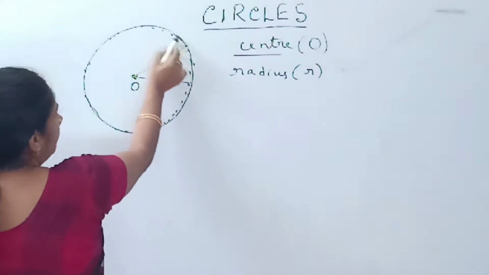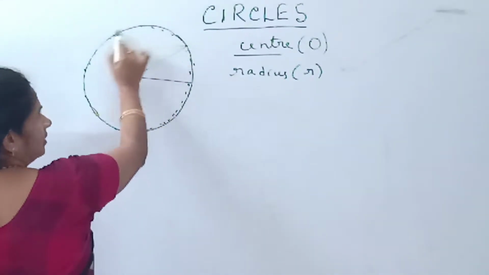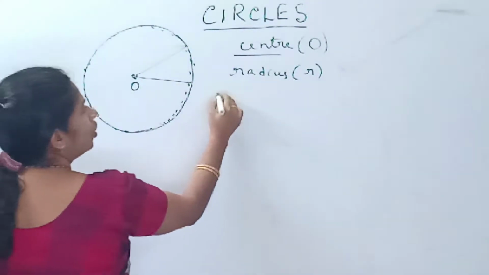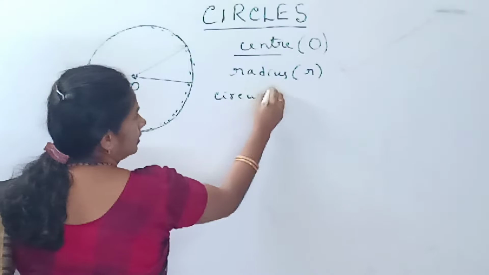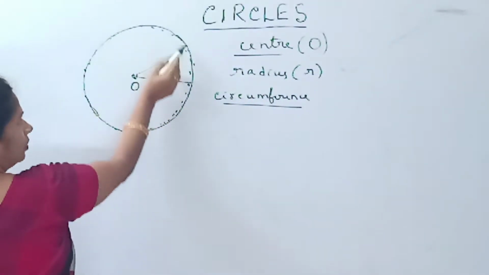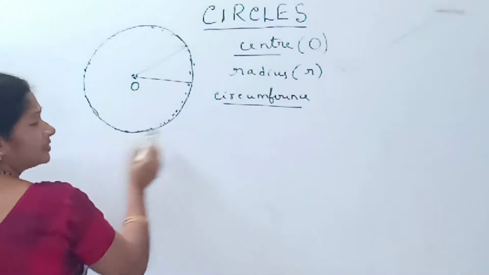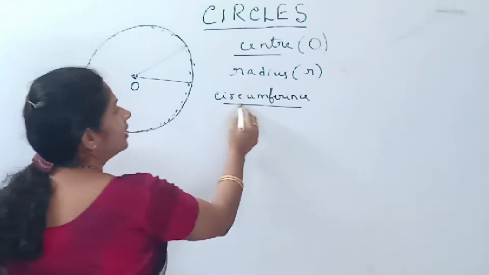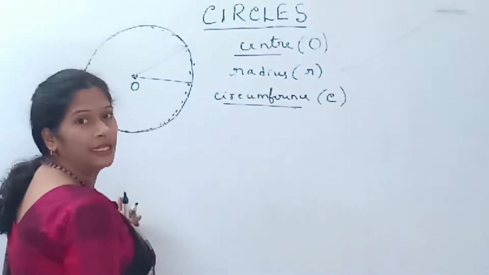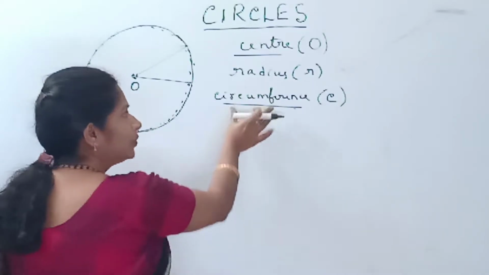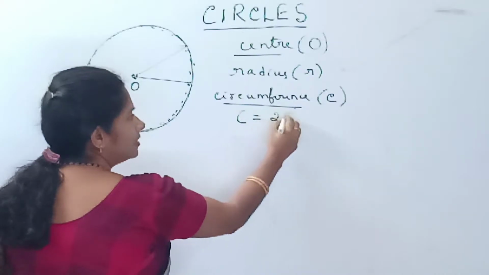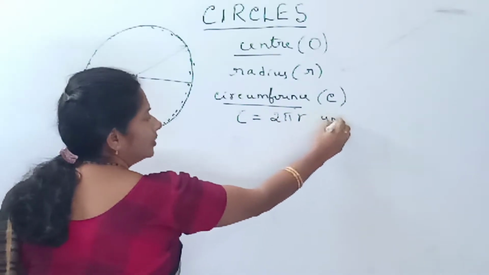Now, what do you mean by circumference of a circle? The closed curve which makes a circle is called the circumference of a circle, and it is denoted by the symbol capital letter C. And you know how to find the circumference of the circle, children? The formula is C is equal to 2 pi r units.